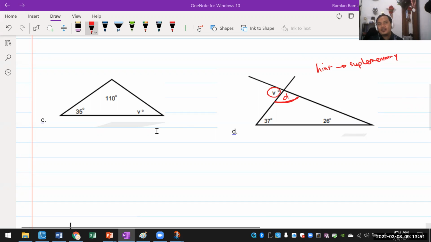Lanjutin ya, oke. C dan D. For question D, please draw it. The one that is being asked yang V ya, bukan D. Ini D saya tambahin aja gitu ya. I'm giving you a hint. Find this angle first, the D angle, and then you find the V. And then V and D are supplementary. Ya, itu adalah hintnya. Okay, one more minute, guys.